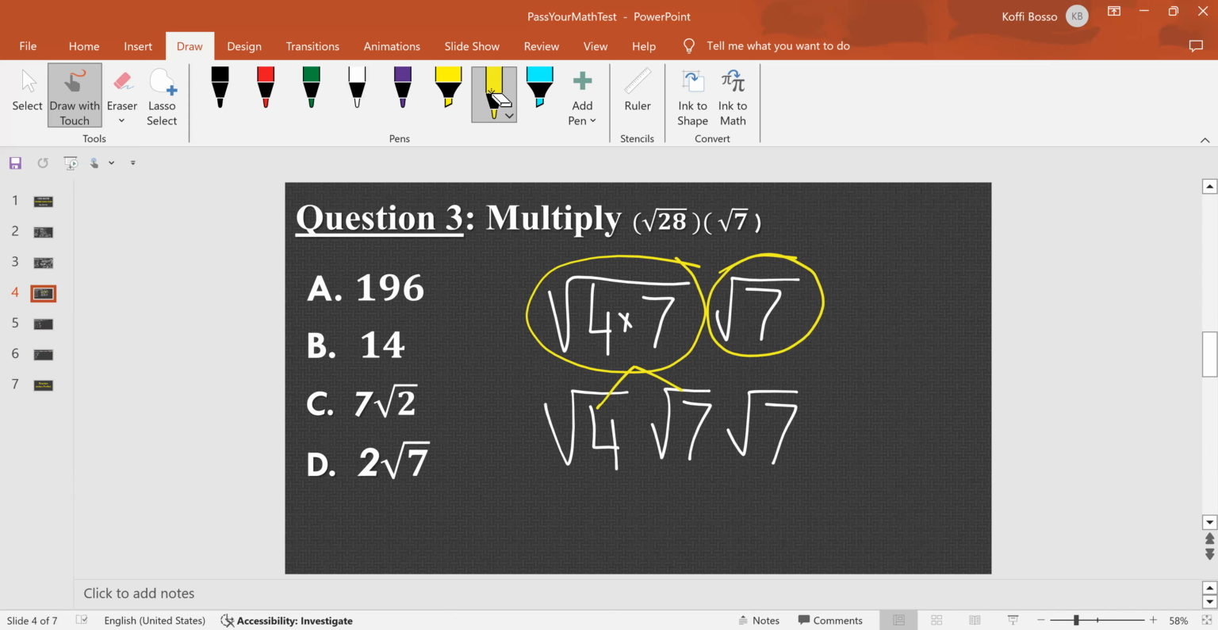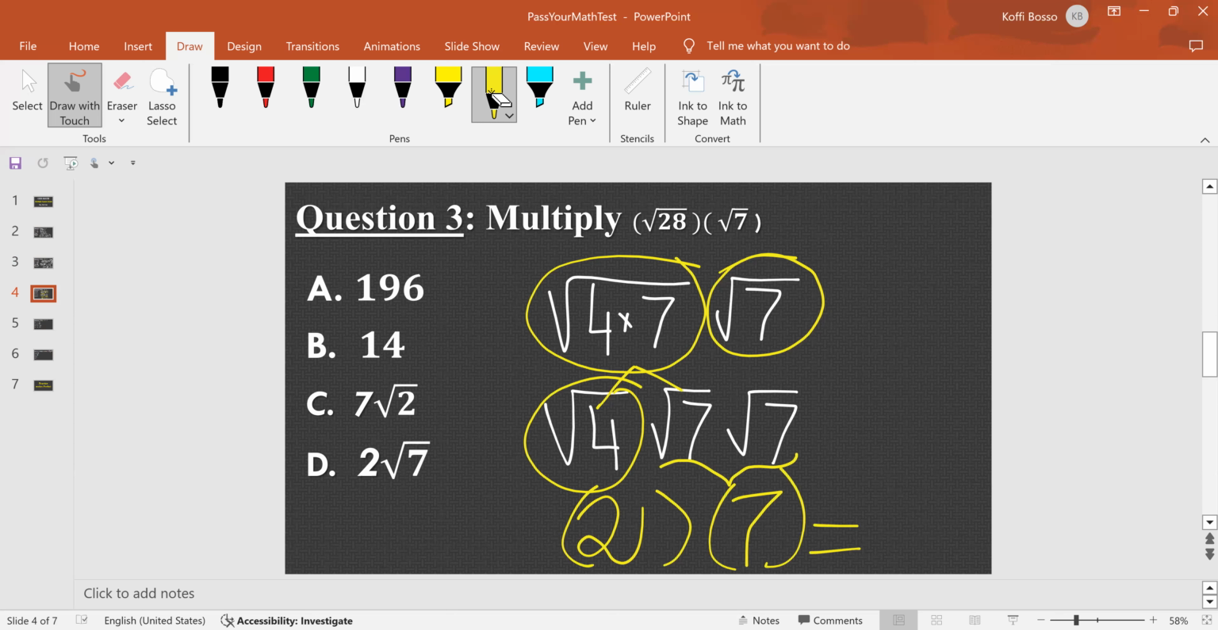Now let's see what's going to happen. The square root of 4 here gives you a regular 2. The square root of 7 multiplied by square root of 7 gives you regular 7. And now if you multiply 2 by 7, you get 14. Remember again, this 14 is without square root, because this is now a regular 14. So the answer is B.